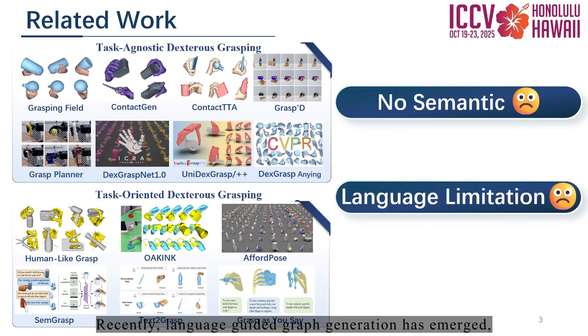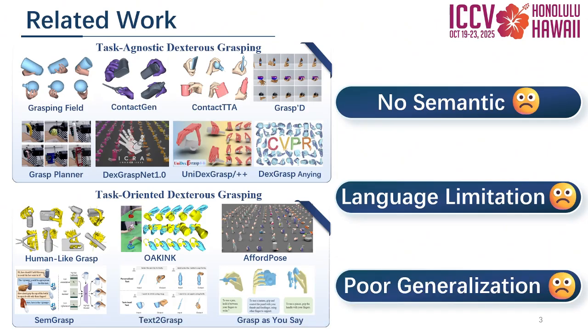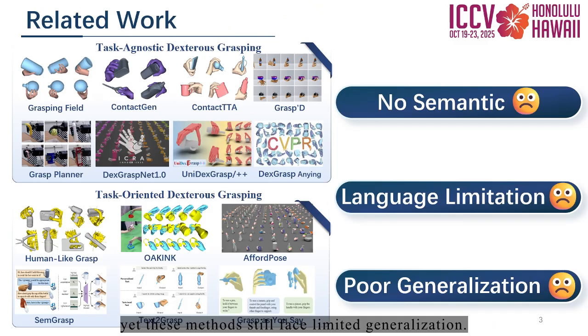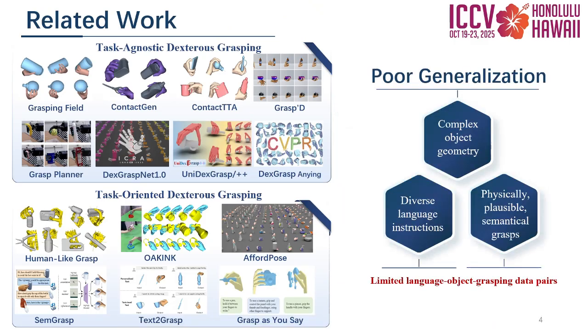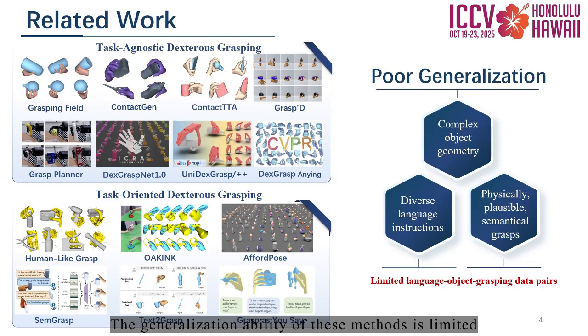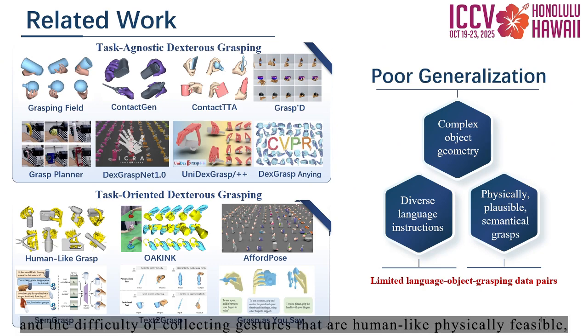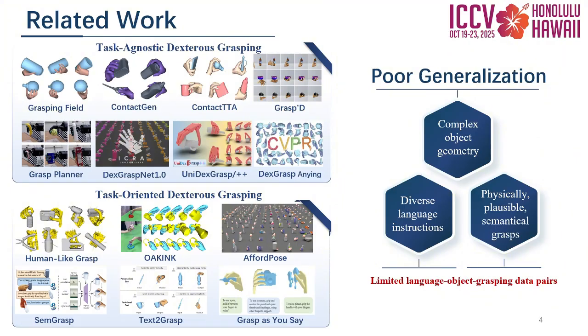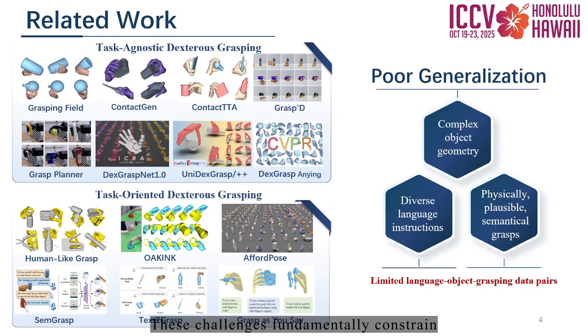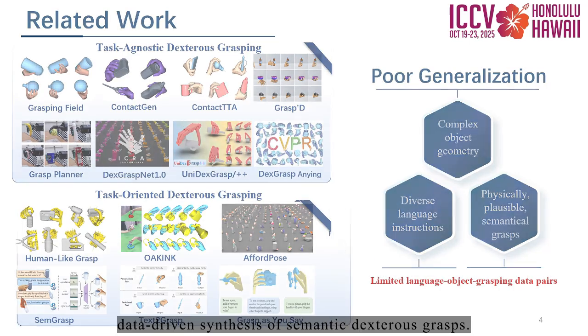Recently, language-guided grasp generation has emerged, yet these methods still face limited generalization. The generalization ability of these methods is limited mainly due to three factors: the diversity and complexity of real-world objects, the unstructured nature of language, and the difficulty of collecting gestures that are human-like, physically feasible, and semantically consistent. These challenges fundamentally constrain data-driven synthesis of semantic dexterous grasps.